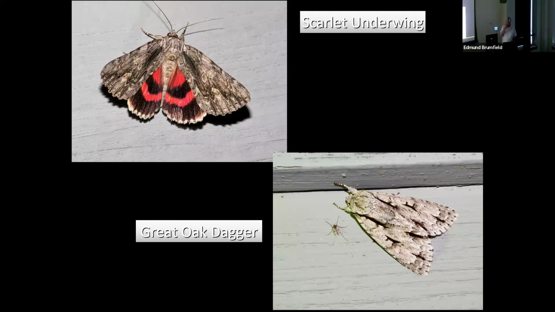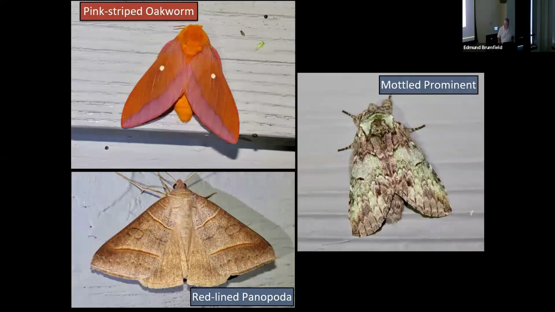And I may as well just get this out of the way right now. A lot of these photos were taken some years ago when moths were more common. Nowadays, I have seen some great oak daggers this year already, but I have not seen a scarlet underwing, but the underwings are ready to come out now pretty soon.